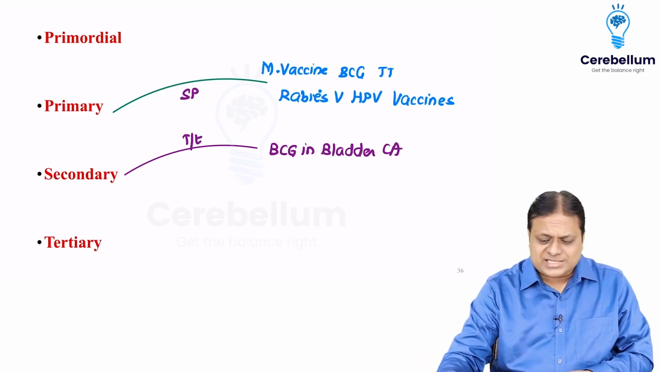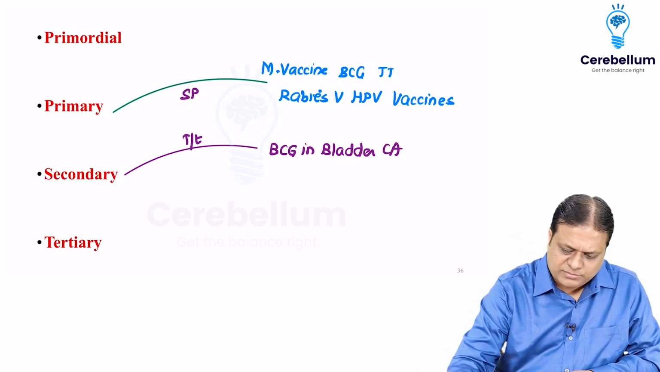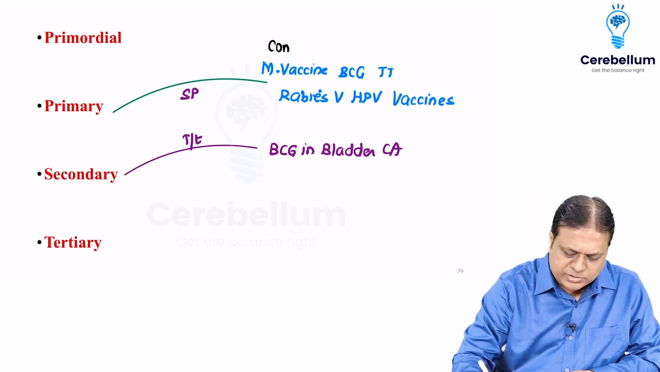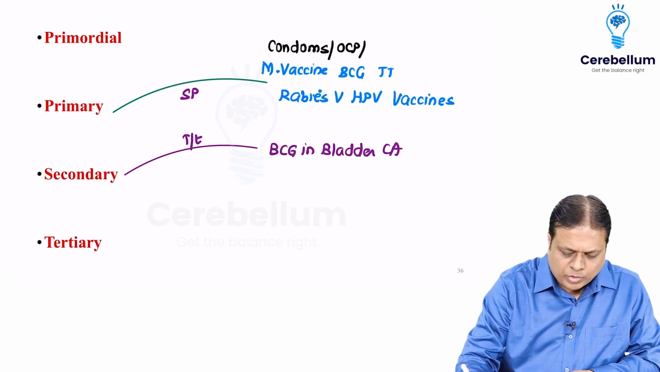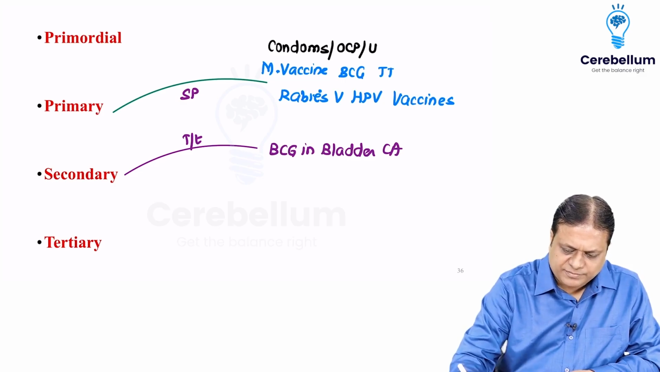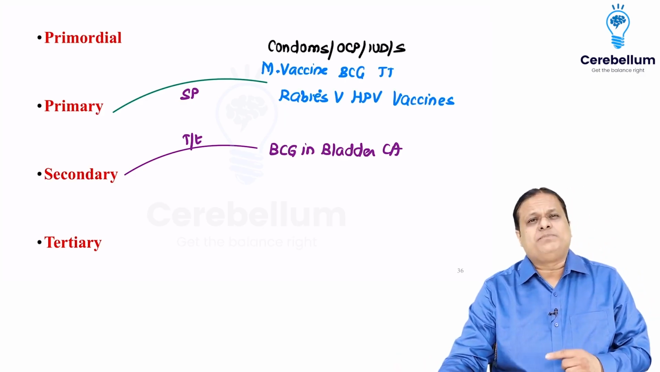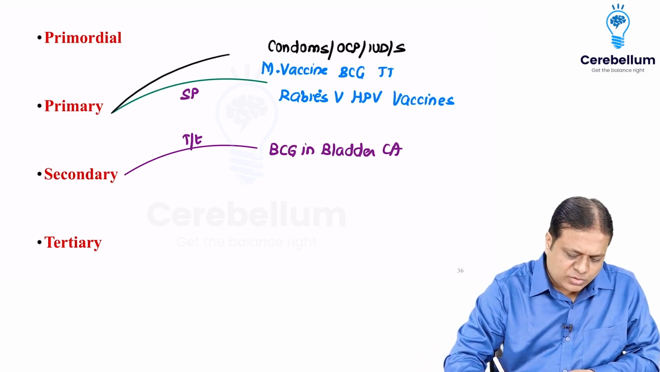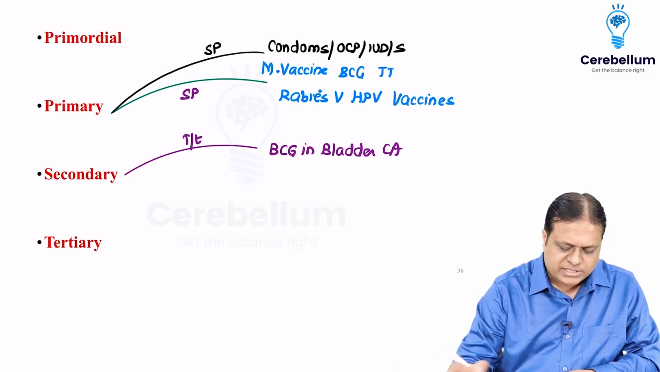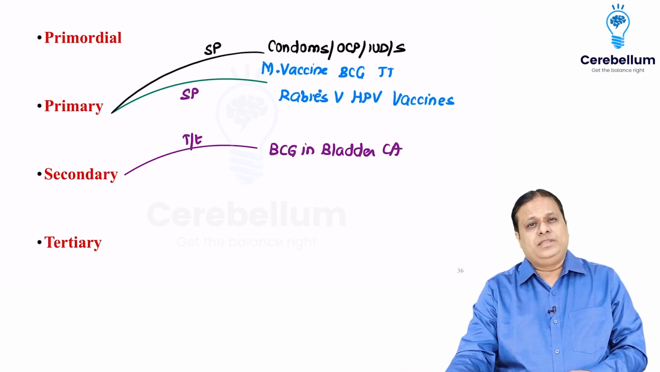Look at contraceptives like condoms, OCP, IUDs, or even sterilization. Contraceptives are used when a risk factor is present, so they are also primary level specific protection.